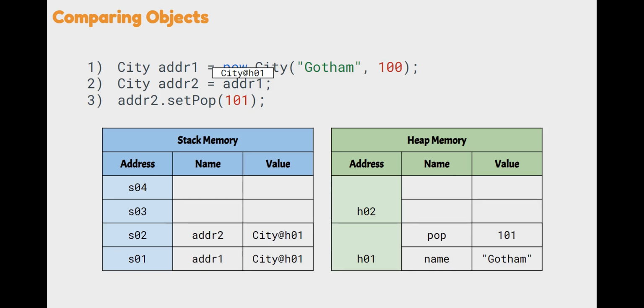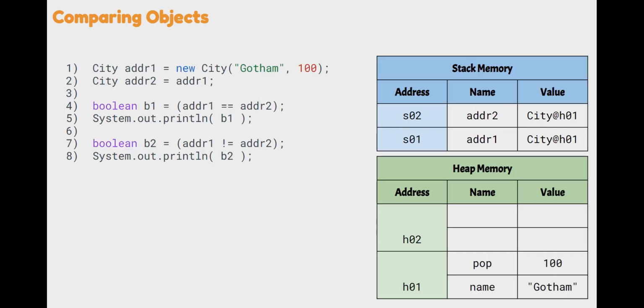So when we look at line 4, when we are declaring and initializing that Boolean value B1, we are assigning it the evaluated value of the Boolean expression on the right, where we are asking if address 1 is equal to address 2. Looking in stack memory, address 1 is the memory address city at heap 01. Address 2 is the address city at heap 01. We're asking if those two addresses are the same. That will evaluate out to true.